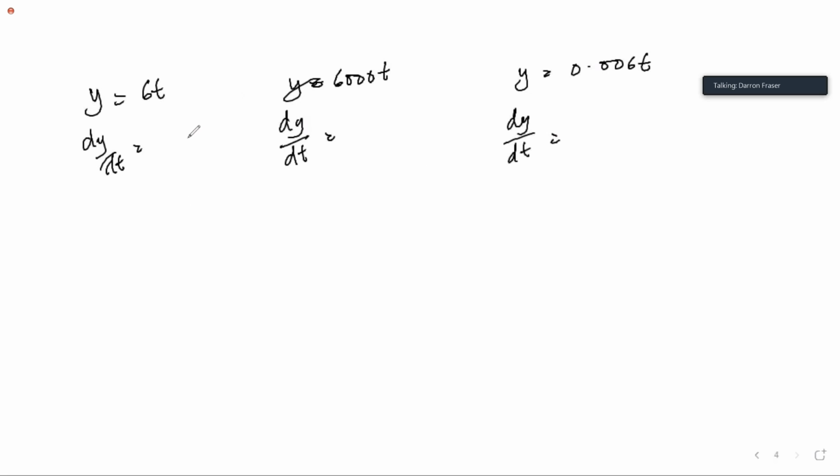All right. So some basic questions now. If I differentiate 60, I get 0. If I differentiate 6,000 t, I get 6,000. And if I differentiate 0.060, I get 0.006. All right, so what does a derivative controller do?